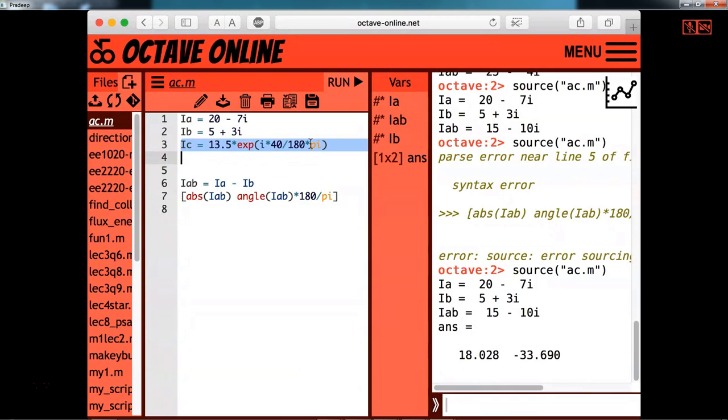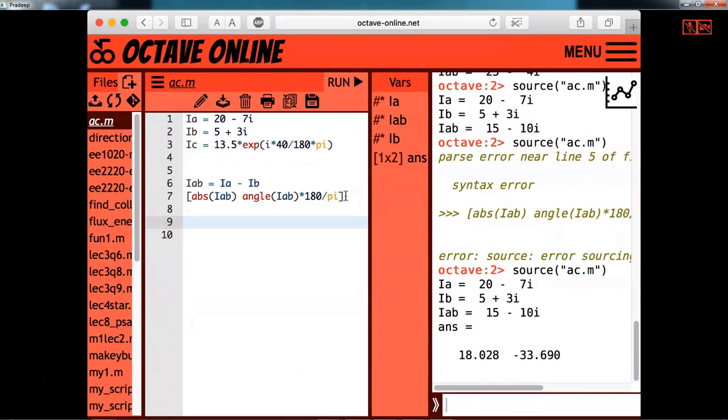Now I want to calculate what is IB plus IC. So that is what is our second question, IB plus IC. So IBC equal to IB plus IC. So now let me save this program and run it. Yes, so I'm getting 15.3 and 11.7. Okay. So unfortunately, I think there's some problem with the answer.